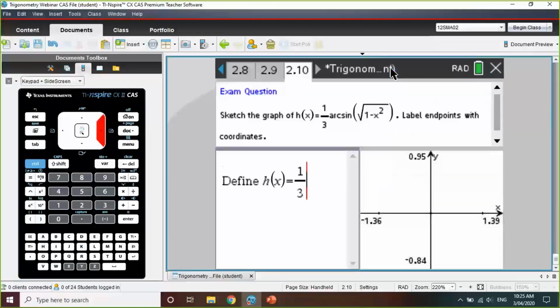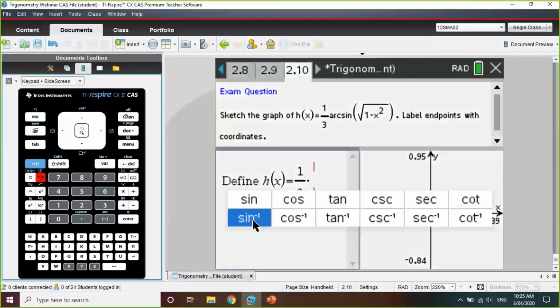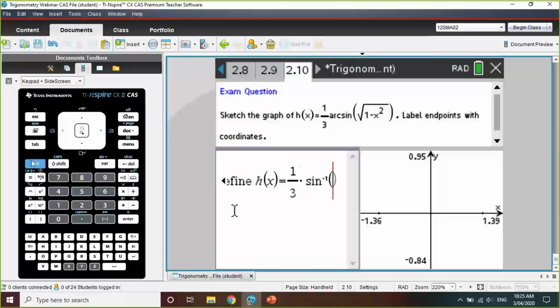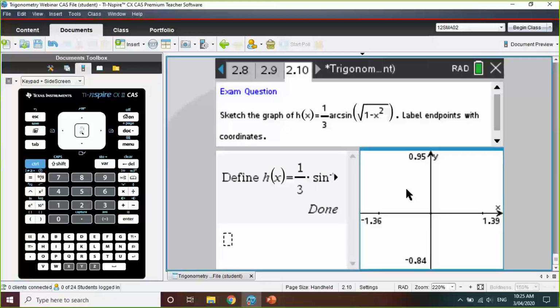as 1 over 3. Now, to get our inverse sine, we use our trig. There it is, just underneath sine. Square root 1 minus x squared. Right. That's defined now. Now, if I want to try and sketch it, I can open up the calculator page. Now, I've already prepared this one earlier. So in my calculator page, because I've already defined hx as my inverse sine, for efficiency, I can just type in h of x. Now, the h is emboldened because I've defined it already on my CAS.